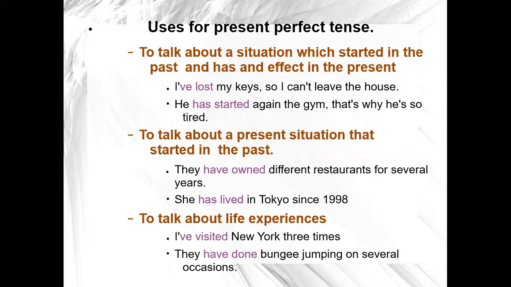In this sense, my friends, you speak about a life experience, but with no exact or precise year, no precise time marker. That's why you need to use present perfect. However, if you use a specific time marker, you can say, for example, I visited New York last year, or I did bungee jumping last semester. But there is a difference, okay? If you don't mention a time marker, you have to use present perfect. If you identify the time marker, you have to use simple past.